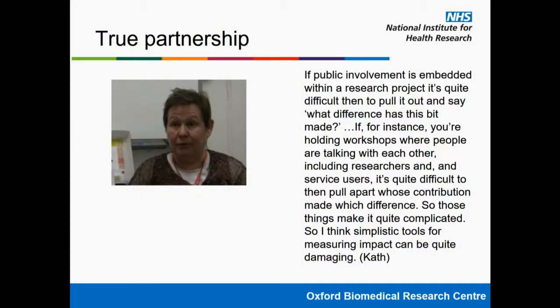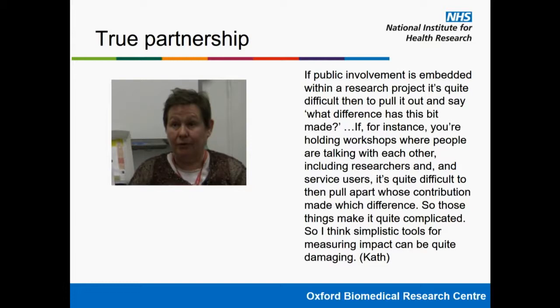But she explains that if public involvement is embedded, it's quite difficult to pull it out and say, what difference has this bit made? If, for instance, you're holding workshops where people are talking with each other, it's quite difficult to pull apart whose contribution made which difference. So these things make it quite complicated. And I think simplistic tools for measuring impact can be quite damaging.